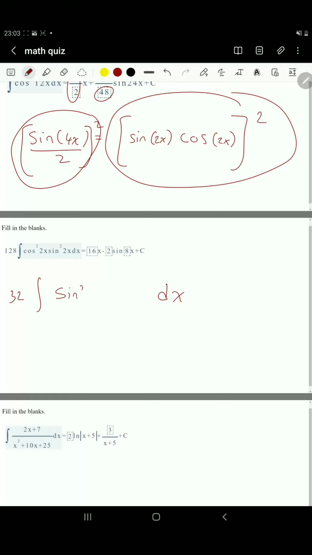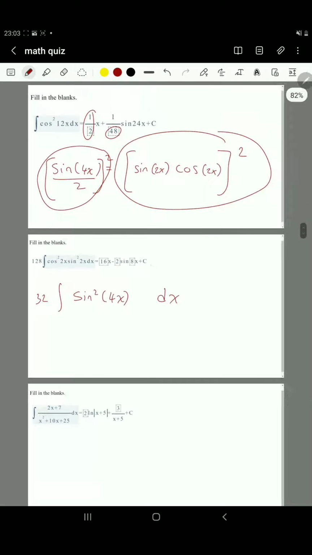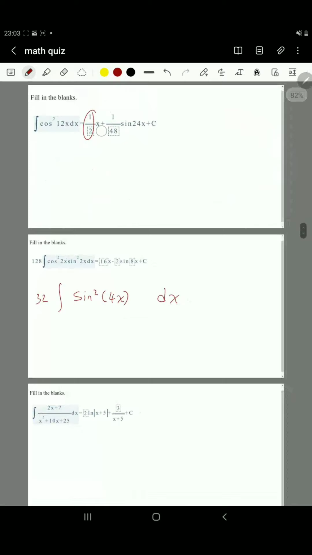Okay, so what we're left with is this. How are we going to solve that? That's really simple. We're going to use the identity we used here. Again, cosine squared minus sine squared is cosine 2x. The difference is now we need to solve for sine 2x.